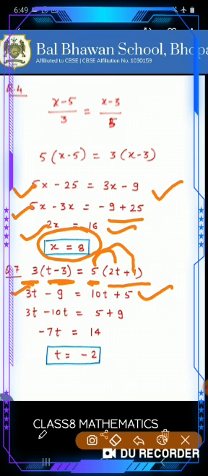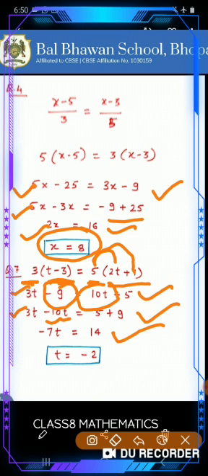Here also we will transpose the variable terms and constant terms. So here we are getting 3t minus 10t. You know that here 10t is positive, means it is added over here, so it will become minus 10t. And 5 plus 9, here 9 is subtracted, so here 9 will be added. So we got minus 7t is equal to 14. And you know the reason why minus 7t? Because the greater term is negative. So minus 7t is equal to 14.